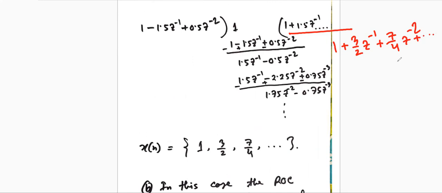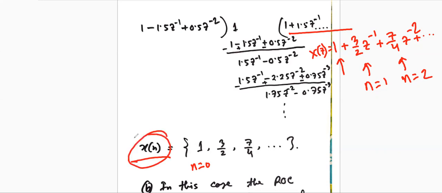You can do it up to 3 terms or maximum 4 terms, not more than that. That is enough. So if this is the value, what is this? This is actually your x(z). If this is x(z), now you can say that this value represents n equals 0, this value represents n equals 1, and this value represents n equals 2. In that way, we can find the value of x(n), and this is the time domain expression. So we started with this, and we have converted to the x(n) time domain sequence, and that's it.